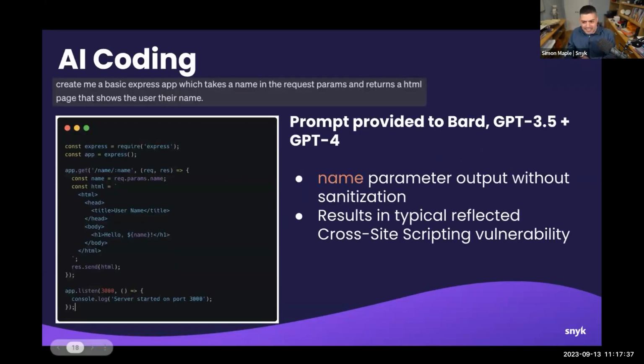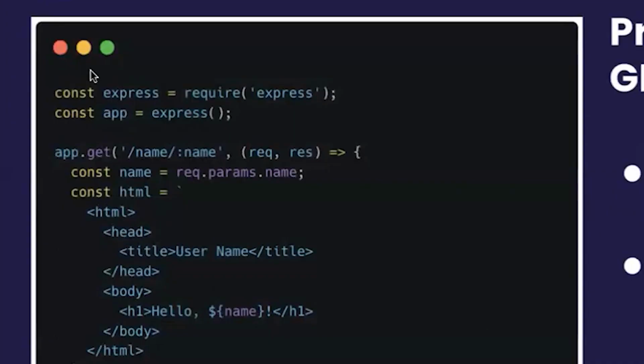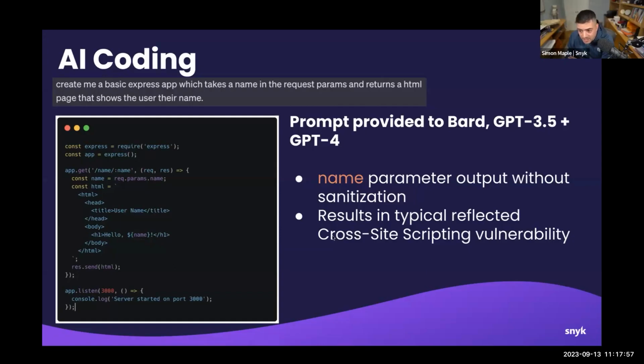So let's jump into AI coding. AI writing some code. So if we say create me a basic Express app, in this case it takes a name, as you can see here, and it uses that in the HTML here, but it pulls it directly from the request parameter. There's no sanitization, there's no validation, and as a result this could potentially be a cross-site scripting. The same prompt was provided to Bard, GPT 3.5 and 4, and vulnerable code was provided for all of them.